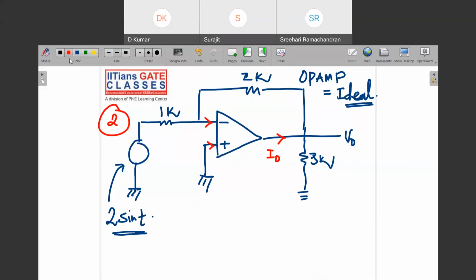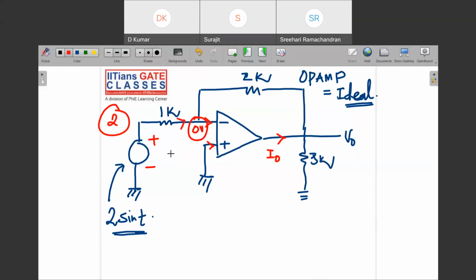See how I'm approaching this problem. You guys can see, right? First of all, identify what kind of amplifier this is. This is an inverting amplifier. And you know that the potential at the positive terminal and the potential at the negative terminal will be the same. So you can say 0 volt.